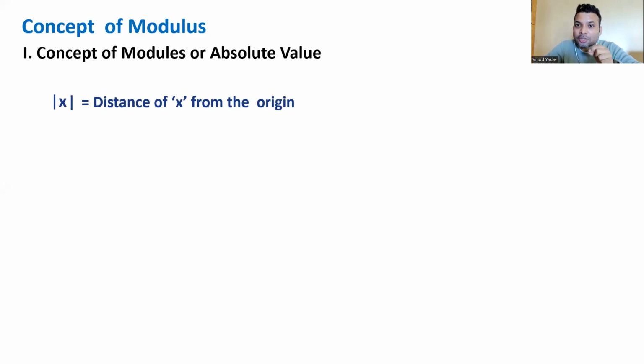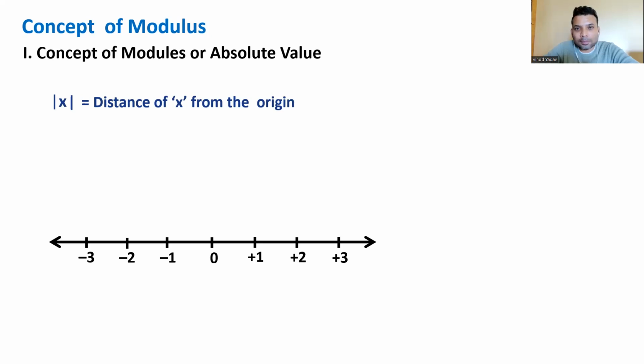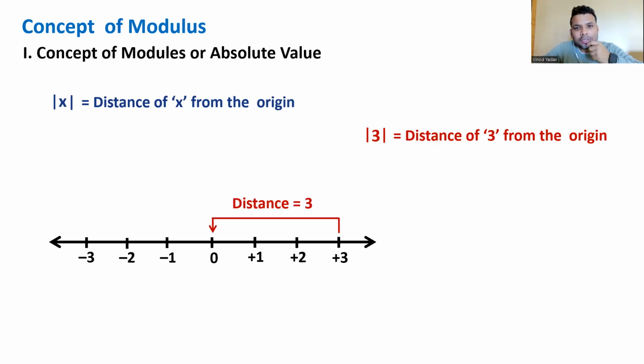So that reference point over here is origin. So visualize this number line once again. If I say mod of 3, so mod of 3 means distance of 3, in place of x there is 3 now. So distance of 3 from origin. What is distance of 3 from origin? Of course, 3 units, right? All right. So mod of 3 is 3.